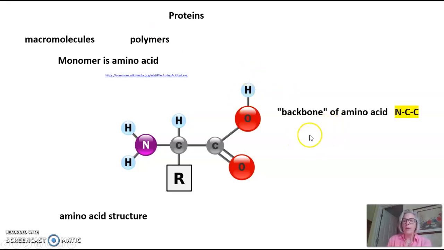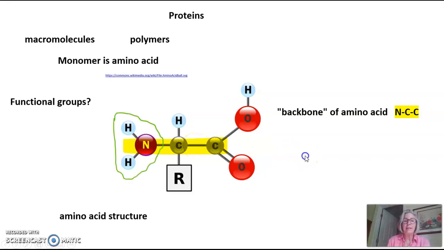The backbone of the amino acid is this nitrogen, carbon, carbon right here. So NCC. It's the backbone. It's what we see in every amino acid. Do you see any functional groups in this amino acid?